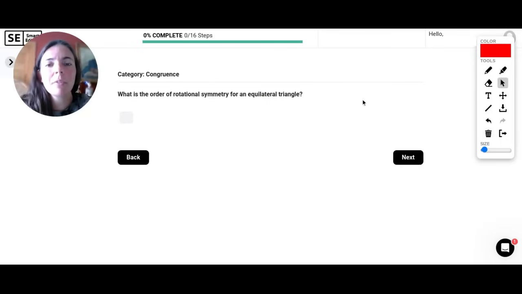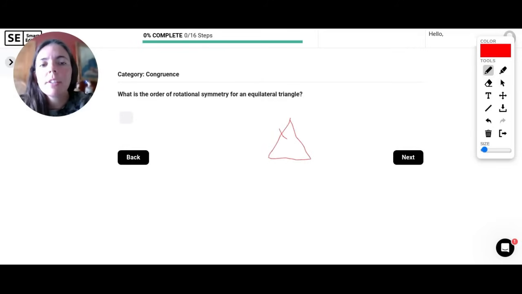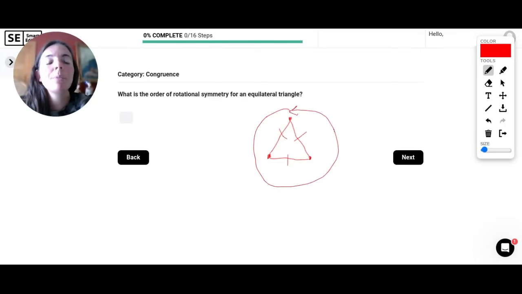What is the order of rotational symmetry for an equilateral triangle? Well, an equilateral triangle just means that all the sides are the same. So triangle, we have 3 sides, 3 angles. Rotational symmetry is essentially asking if I am going to spin this triangle 360 degrees, how many times would it land on itself?